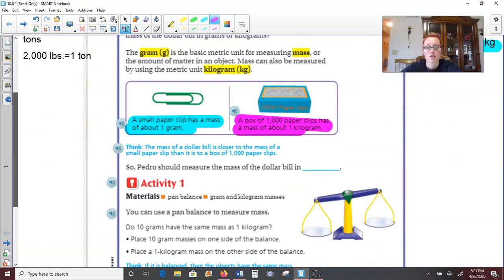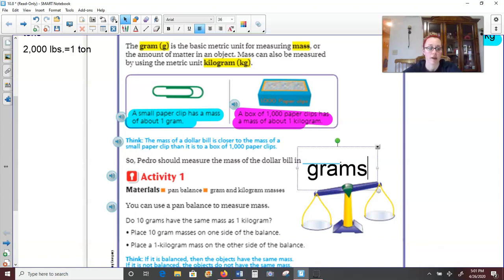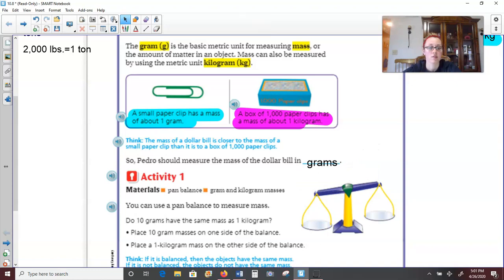Okay? So when we think about Pedro, he has a dollar bill in his pocket. Would he measure the weight of it in grams or in kilograms? Now, when you think of holding a piece of money, a dollar bill, it's not really weighing you down. Otherwise, our wallets would rip a hole in our pants. So I'm thinking that we're going to measure the mass of his dollar bill in terms of grams. Okay? Kilograms are going to be things that are a little bit heavier.